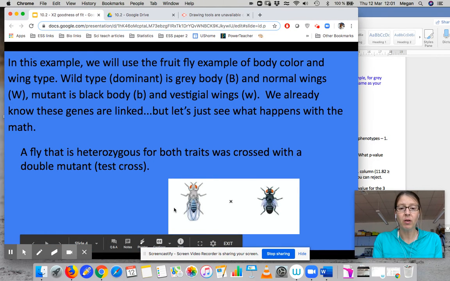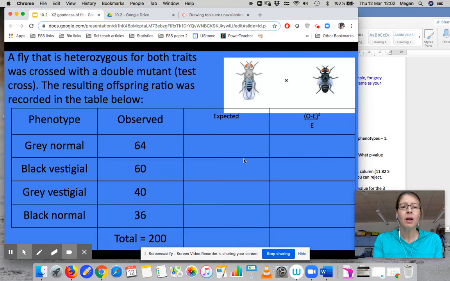But here's our wild type fly. And our wild type fly has a gray body and normal wings. And we're going to cross that with a mutant fly. So that's black body and vestigial wings. So our fly here is heterozygous for both traits. That's that F1 individual that we had done in our last example. And of course, this is a homozygous recessive for both traits.